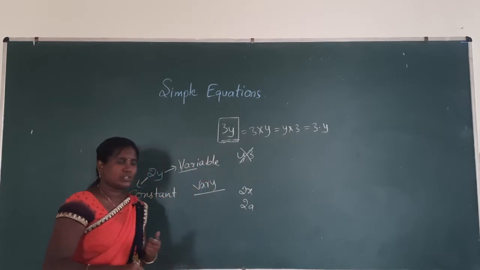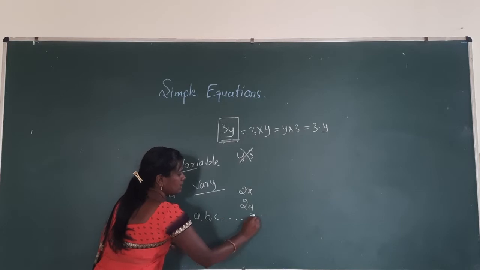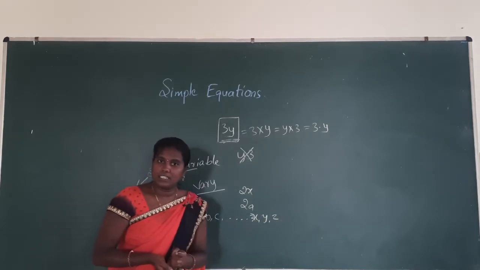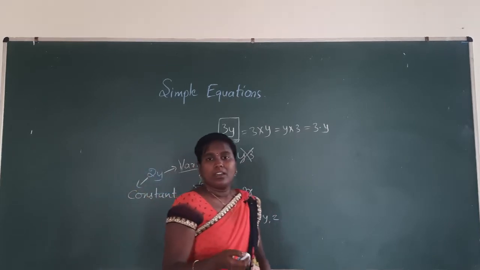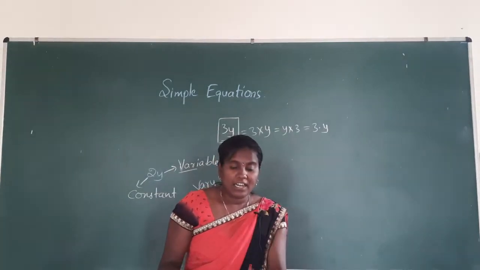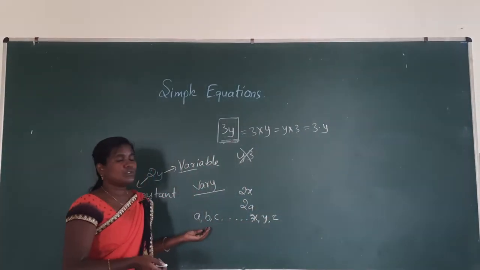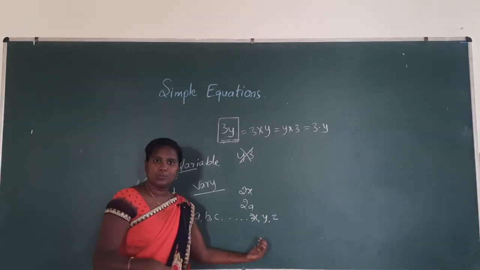Therefore, the variables are nothing but you can consider a, b, c, x, y, z. We know the small letters of the English alphabet, a, b, c up to x, y, z, 26. Variables are there, 26. Alphabets are there, 26. Letters are there. We can use whichever we want because these do not have any fixed value.